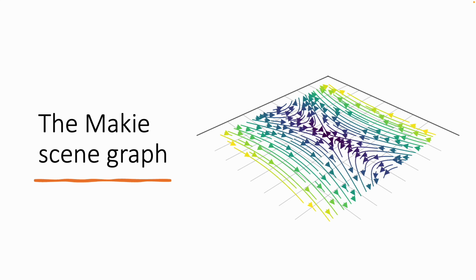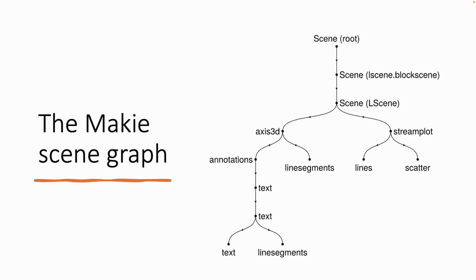So let's talk about that scene graph for a second, because this will come back later. This is a really simple plot. Basically what you've got is one parent scene. There's this little three-dimensional axis inside. And there's this stream plot, which is basically just lines and arrows, and markers, right? Scatter plot. So this decomposes to a root scene.